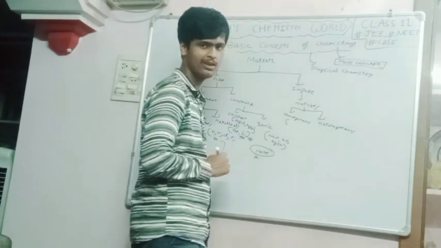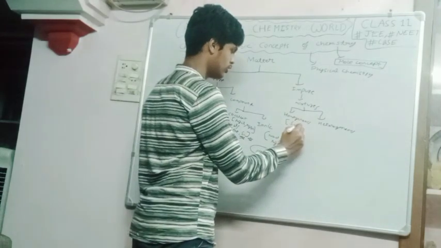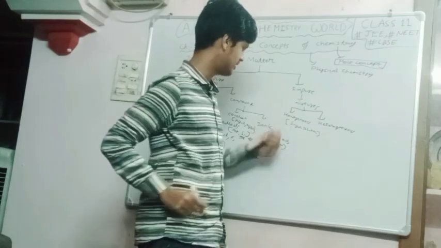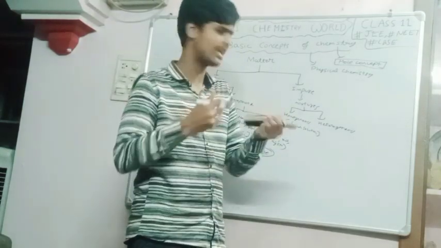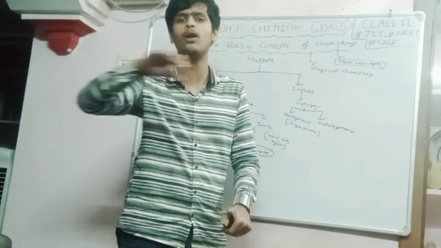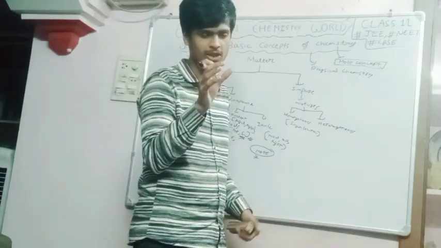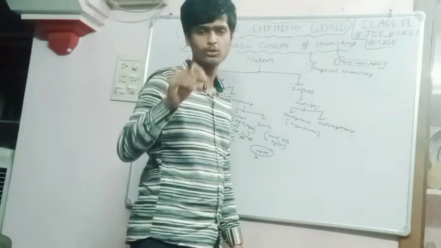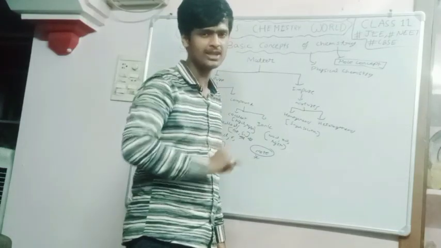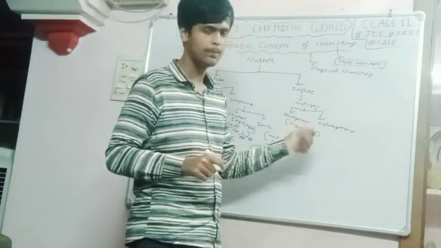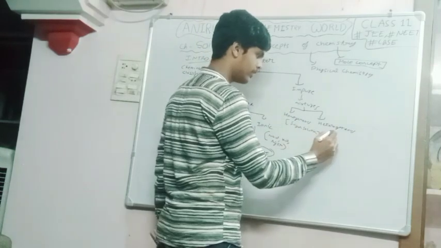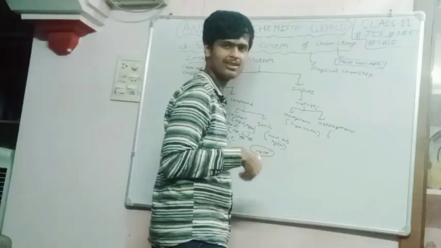In homogeneous mixture, an example is sugar solution. Homo means same, so homogeneous means the solution has uniform composition. If you see the sugar solution, if you stir properly, you will nowhere be seeing the crystals of sugar. It is mixed well, a uniform composition. And in heterogeneous, hetero means different.